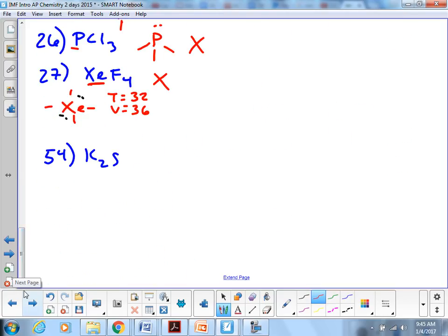Last one. I threw this one in here because I think it actually could confuse you. 54. London, dipole, H-bonding, metallic, ionic, or network. There's one big clue. It starts with a metal. Starts with a metal, so this is where that all comes from, people. So that is ionic, right? It's ionic. Wherever the heck that is.